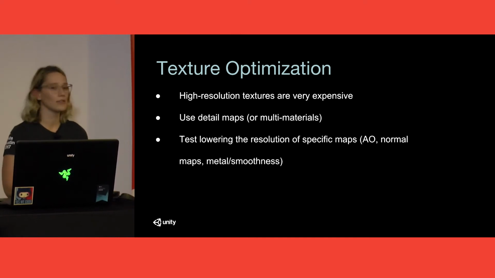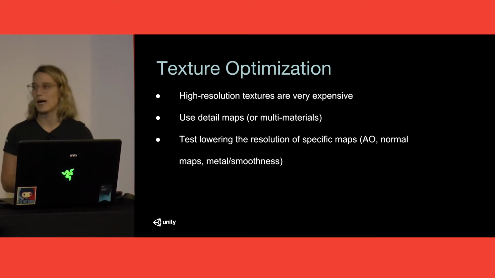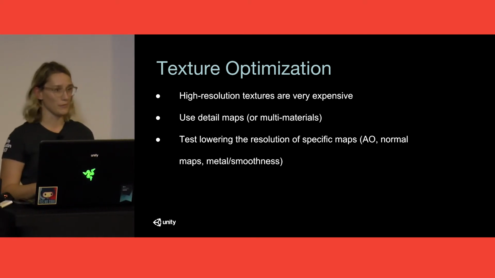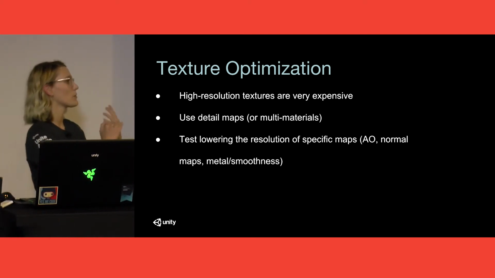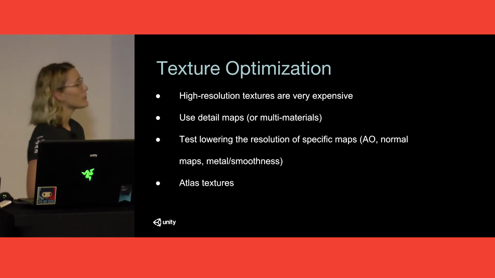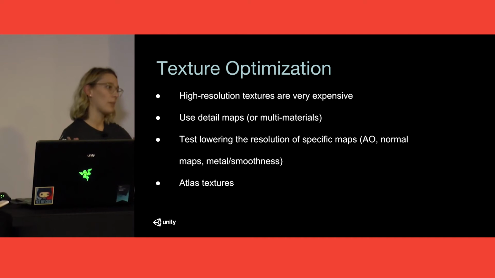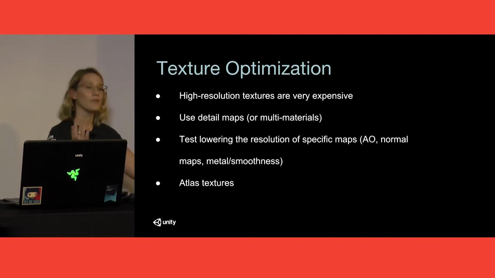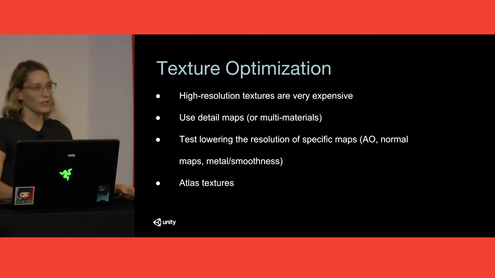You can also test lowering the resolution of specific maps like your ambient occlusion, your normal maps, and your metal and smoothness. Just always play around with lowering the resolution of different settings there. And you can use Atlas textures to combine all your textures into one sprite sheet, and then Unity will only view it as one texture, and it'll be less work for your CPU.